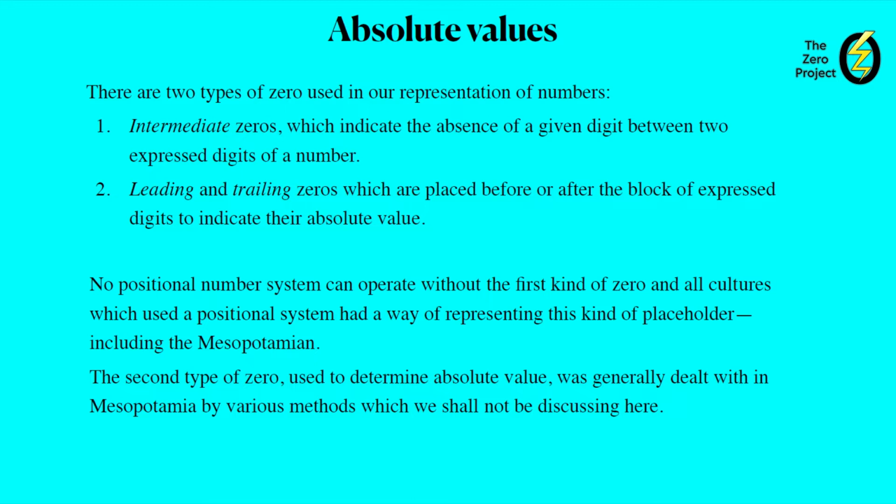Intermediate placeholders, which as I've already indicated in these earlier numbers, are the absence of a given digit between two expressed digits of a number, and the question of leading and trailing zeros before the digits that you're concerned with or after the digits you're concerned with, which indicate the absolute value of a number. Is it 100, 1,000, 10,000? I'm thinking of our system. And we'll hear about how that is done very easily in the Egyptian system. It's not done easily in the Mesopotamian system. It is only done easily in our system because we have rules about dropping out leading and trailing zeros. But in any case, I won't be going into this here because I won't have time to go into the question of absolute values. It will of course be discussed in the paper for the monograph.